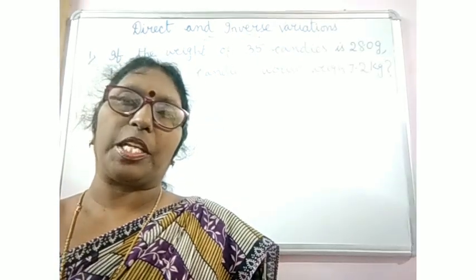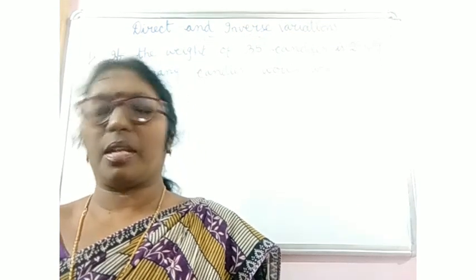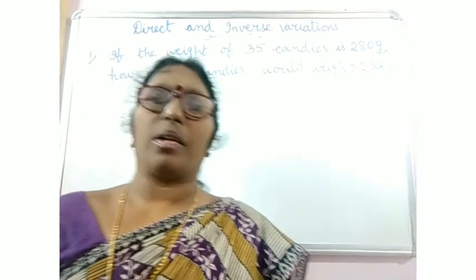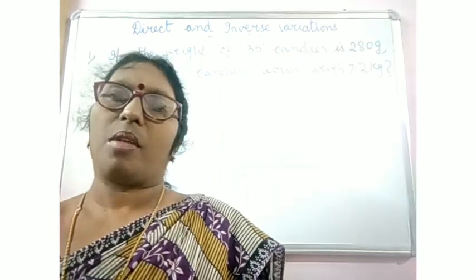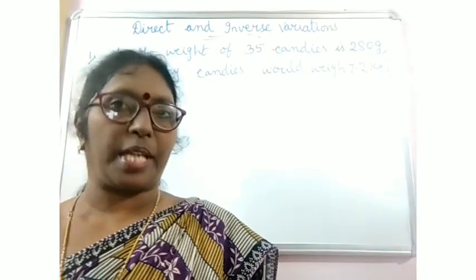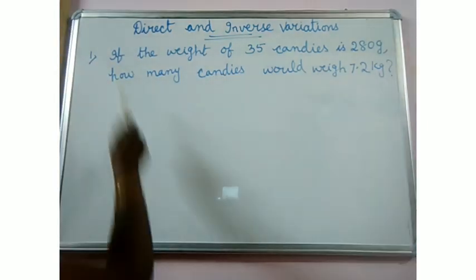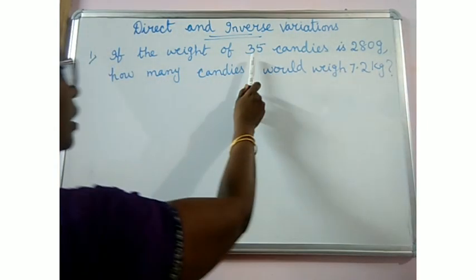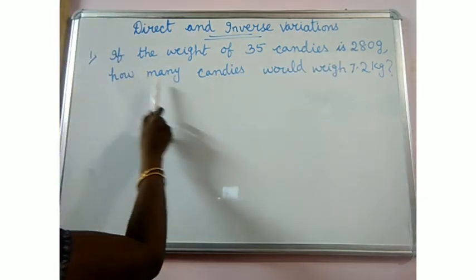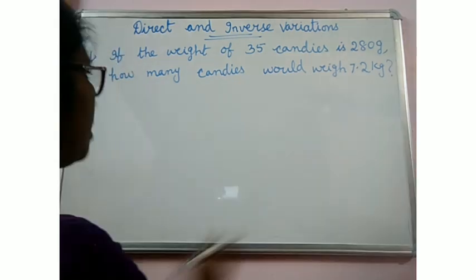Direct and inverse variations. Already you have learned what is direct variation, what is inverse variation, and how to solve the problems. Already you have learned. And today some more problems I am going to explain to you based on this chapter. Your first problem is, if the weight of 35 candies is 280 grams, how many candies would weigh 7.2 kg?